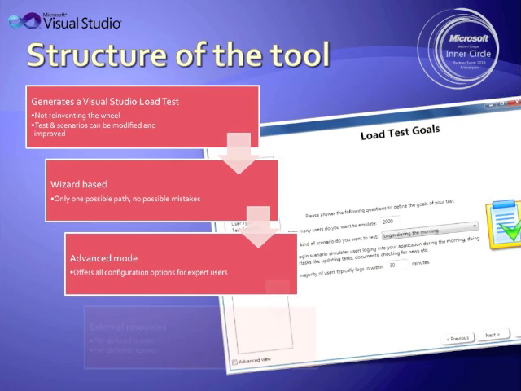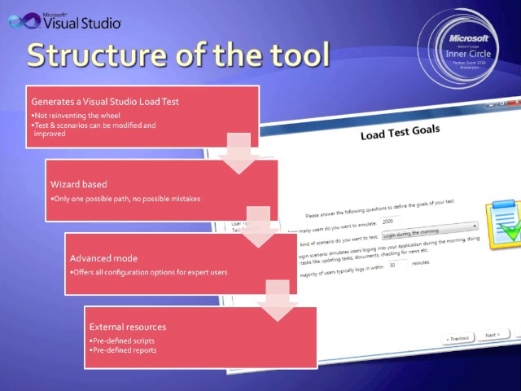And lastly, we also bundle a set of external resources. These are great because you're going to get a number of pre-recorded scripts. So if you're testing, for instance, a vanilla installation, it's just basically next, run the test, because your scripts are going to be ready. And then we also bundle a number of predefined reports. So it's easier for you to present information to your management.